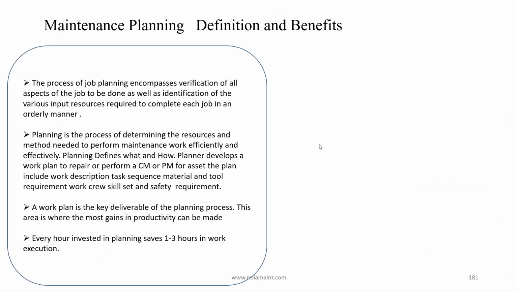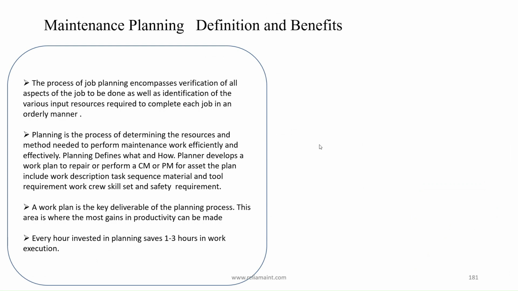The process of job planning encompasses verification of all aspects of the job to be done, as well as identification of the various input resources required to complete each job in an orderly manner. Planning is the process of determining the resources and method needed to perform maintenance work efficiently and effectively. Planning defines what and how.